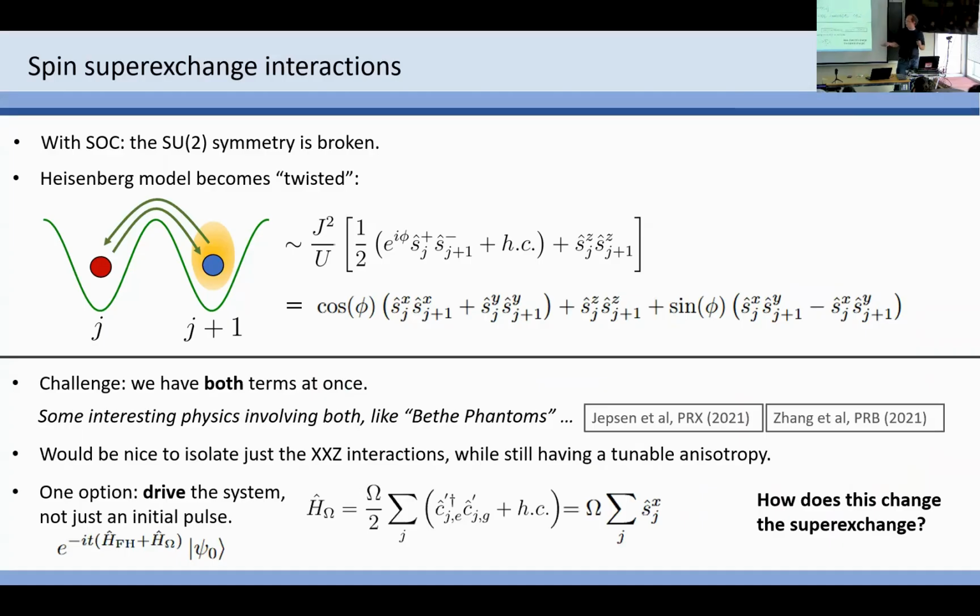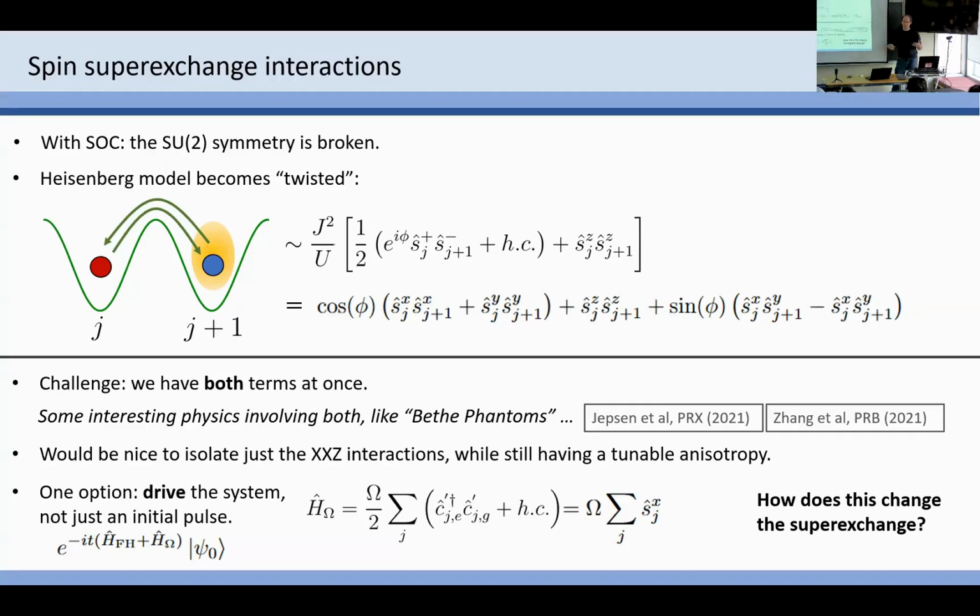But the thing is, we get both of these terms, the XXZ and the DM, showing up at once. And it's not a priori obvious how to just turn off one or the other. I could set phi to pi and then this term is 0, but then I've fixed the anisotropy, the ratio between the Ising and the XX plus YY terms, for the rest of the Hamiltonian.